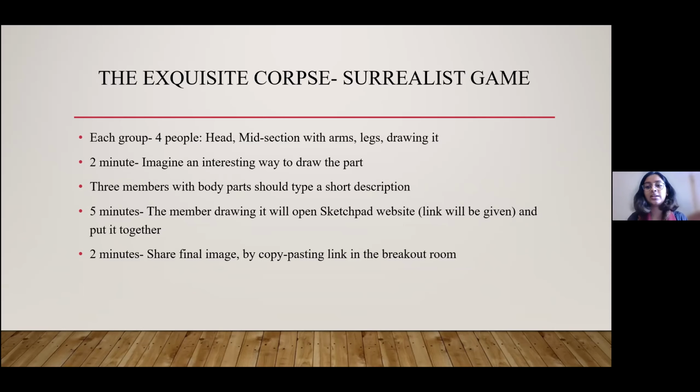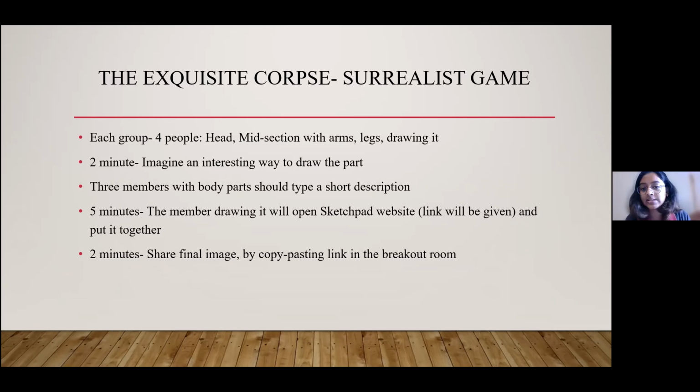It can be an object. It can be a fantasy creature. And just don't make it too detailed or complicated, because one person has to draw it, right? After that, just write a short description in the chat so that the person who's drawing it can take all of the descriptions and put it together.